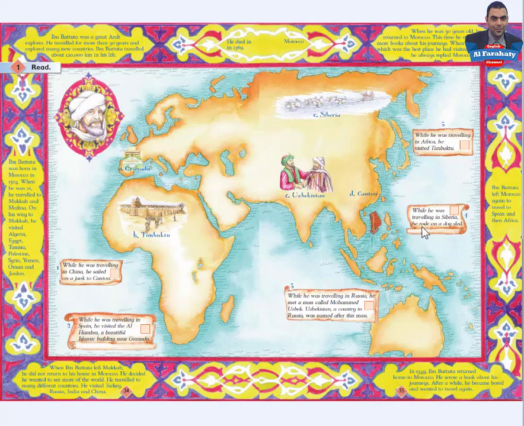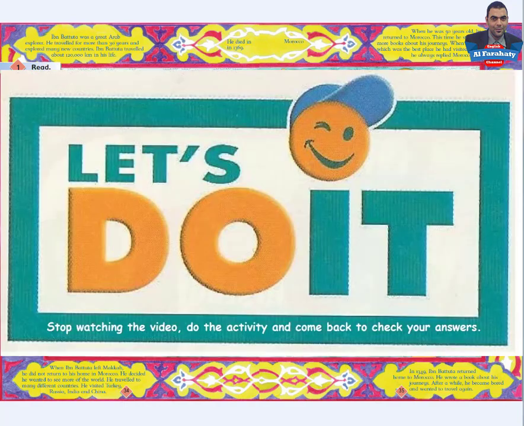4. While he was traveling in Siberia, he rode on a dog sled. 5. While he was traveling in Africa, he visited Timbuktu. Now you are asked to match these texts to these pictures. A. Granada. B. Timbuktu. C. Uzbekistan. D. Canton. E. Siberia. Take your time to do the activity, then come back to check your answers.